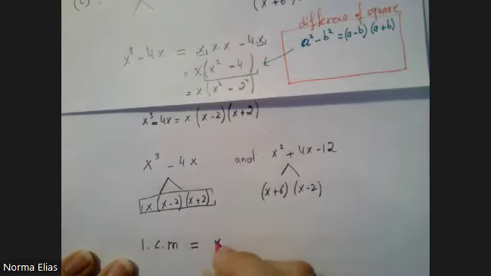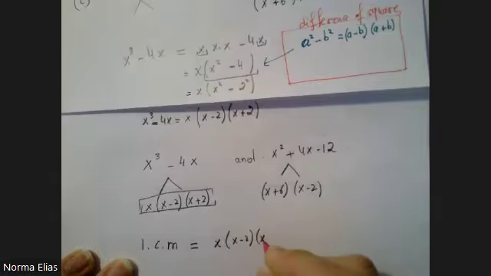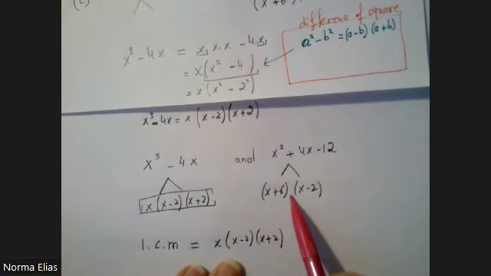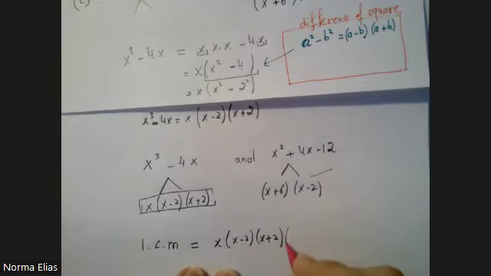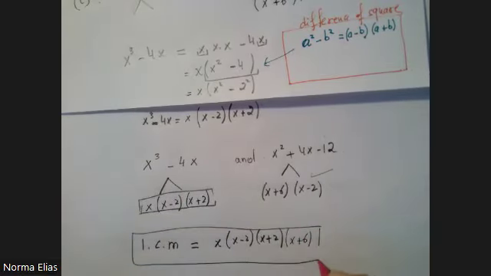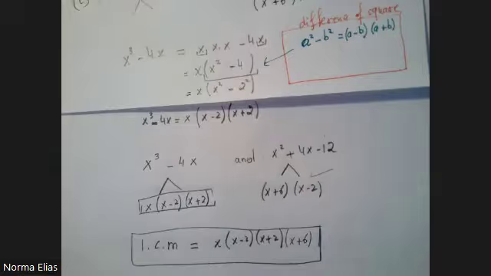You start with this, x times x minus 2, x plus 2. And then you look here, which factor is missing? We have the x minus 2, what factor is x plus 6? And that would be the least common multiple, okay?